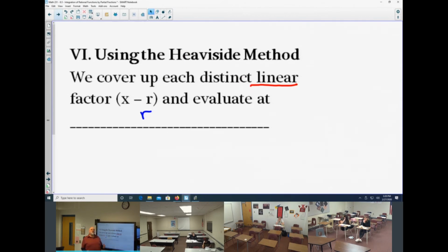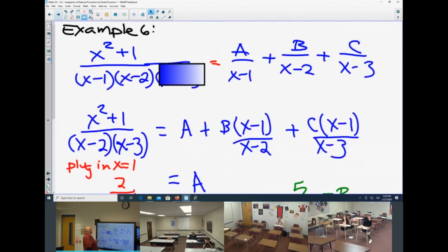Because it doesn't work for all things, I have to teach the harder method, which is finding the A, B, and C that way. But let me show you this. It's a pretty nice method. So this is the idea.